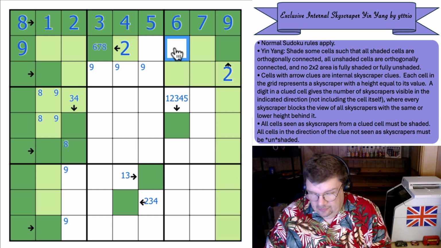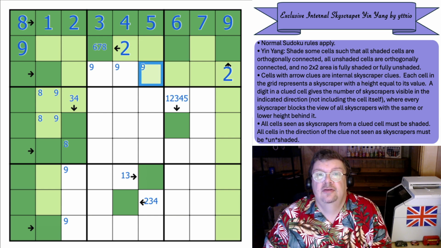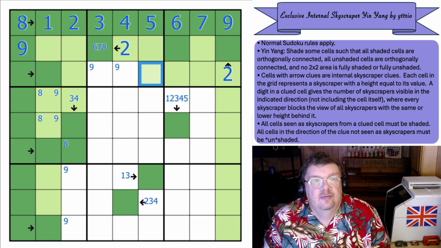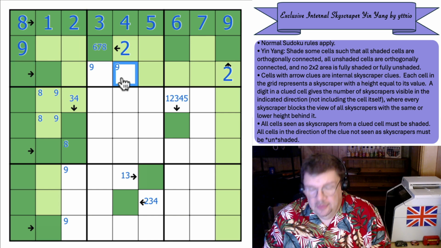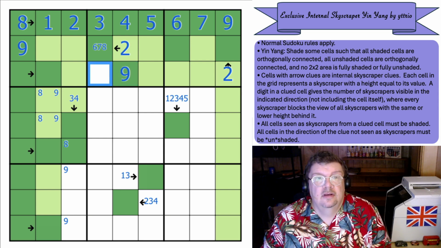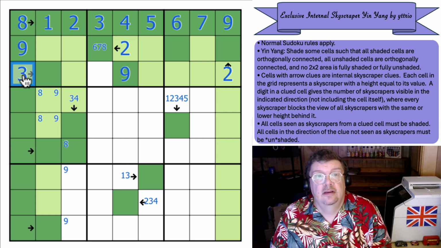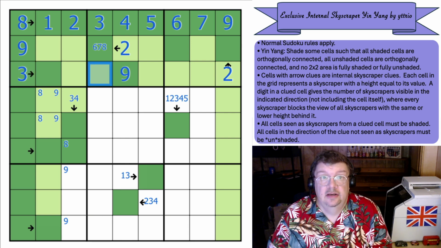That makes this shaded to avoid a 2 by 2. This is unshaded to avoid a 2 by 2. That's unshaded to avoid a checkerboard. That removes 9 from there. If 9 were here, this would be a 2, but it can't be. 9 is here and is shaded. This must now be shaded because this needs to be at least a 3. And that is shaded.